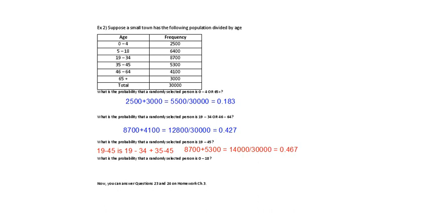Okay, the next one says 0 to 18. And again, there is no 0 to 18. But 0 to 18 is 0 to 4 plus 5 to 18. And we have numbers for those. So let's take a look. 0 to 4 is 2,500. 5 to 18 is 6,400. And that adds up to 8,900. Divide by 30,000, the total. And we're going to get 0.297. That takes care of that.